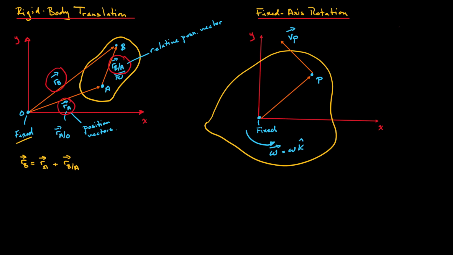What about the velocity? Recall that the velocity is the time rate of change of the position vector. So if we want the velocity of point B, we take the time rate of change of the position vector, which is RA plus R of B with respect to A. Now recall that differentiation is a linear operator, so we can just distribute it within the bracket. So we have dRA divided by dt plus dR of B with respect to A divided by dt.